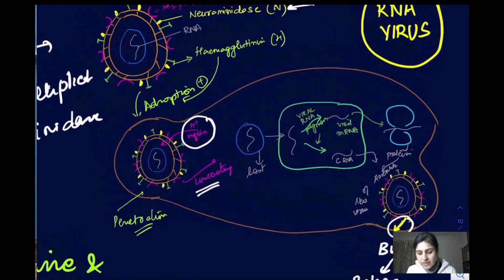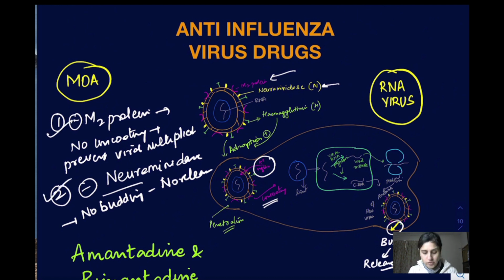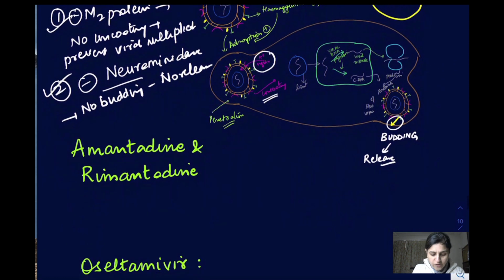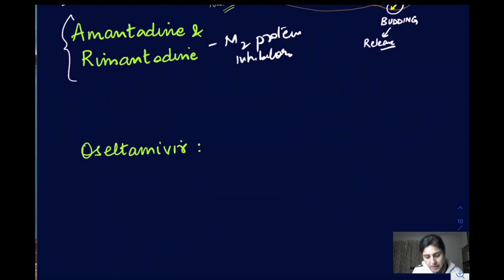So if you prevent this neuraminidase, what will occur? There will be no budding and no release. So it will not go and infect the other cells and the infection won't spread to the other cells in the body. So these are the two main mechanisms of the anti-influenza virus drugs. Now in the drugs, the first ones, amantadine and rimantadine, are the M2 protein inhibitors, while the rest of them, oseltamivir and the other drugs, are neuraminidase inhibitors.